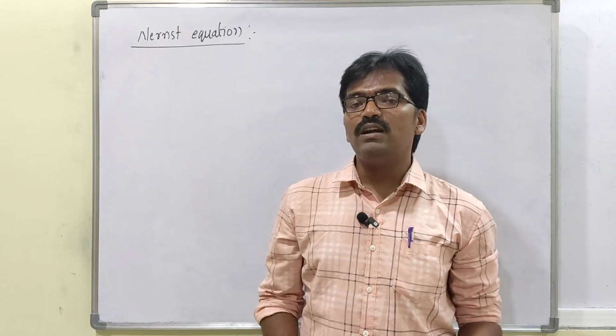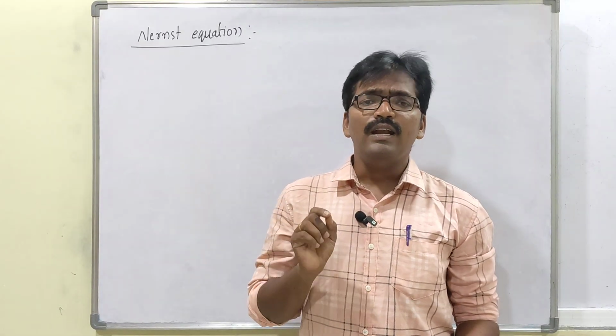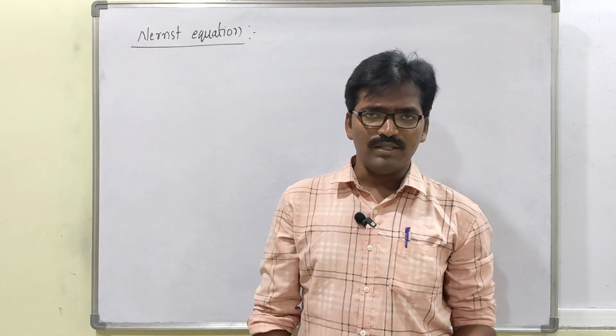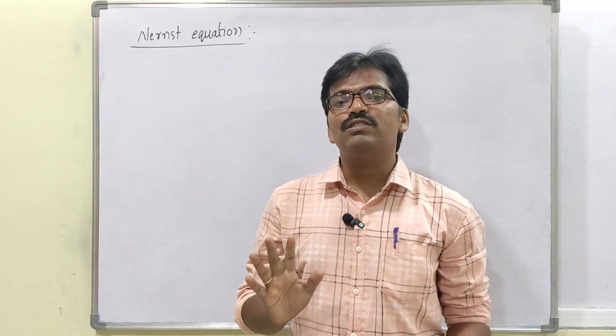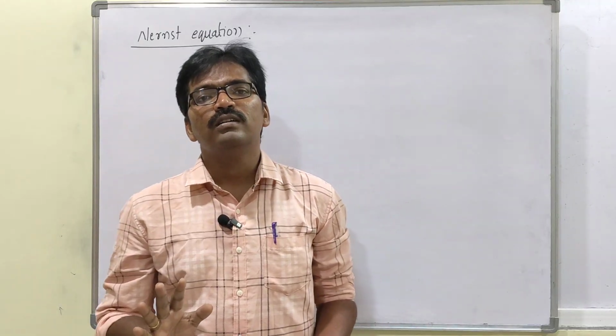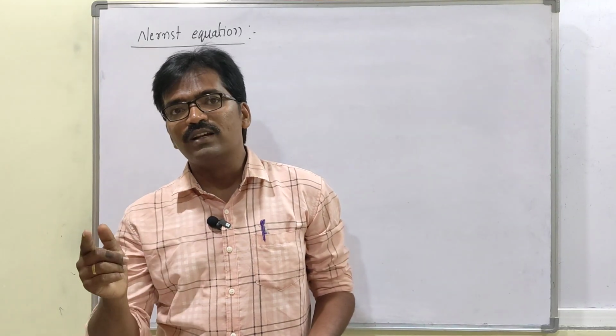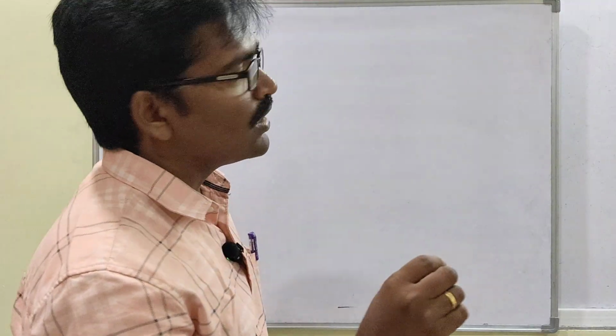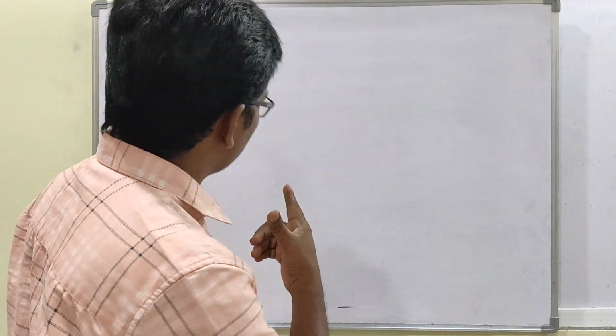E naught cell is generally only at 25 degrees Celsius and 1 atmospheric pressure. But the Nernst equation is used to find the EMF of the cell at any concentration. So today we are going to discuss the Nernst equation.